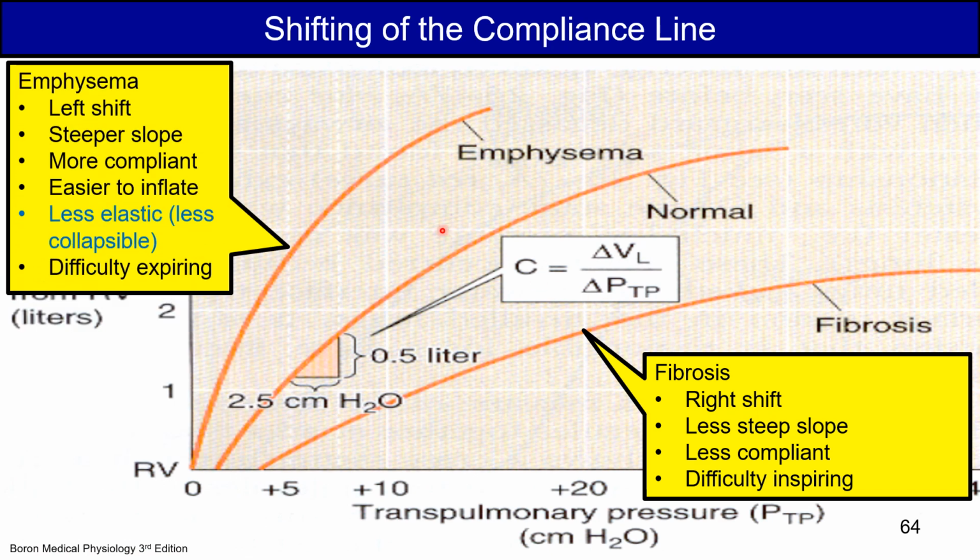Now, on the other hand, a patient with emphysema, you can see that the compliance line is shifted to the left. It has a steeper slope, meaning to say that the lungs are more compliant. It is easier for the patient to inspire. However, since the reciprocal term for compliance is elastance, it means that the lungs are less elastic, less collapsible, and therefore a patient with pulmonary emphysema is going to have a hard time expiring air.